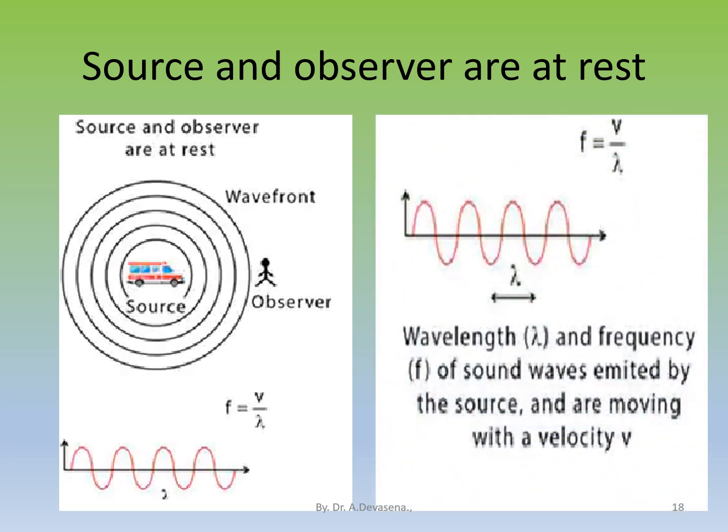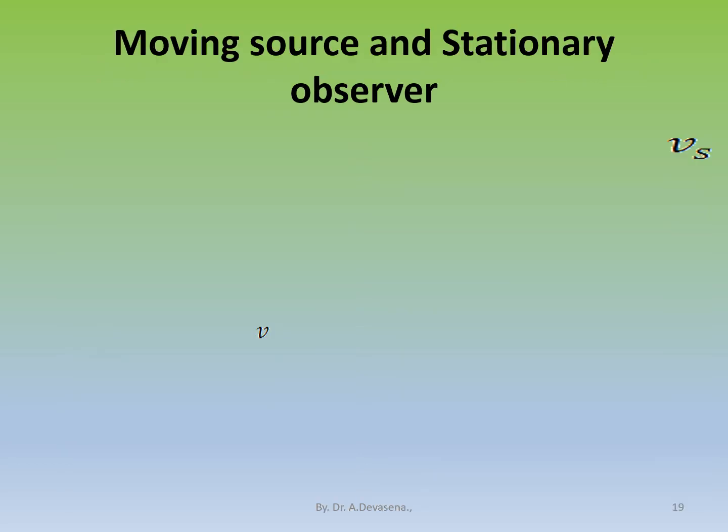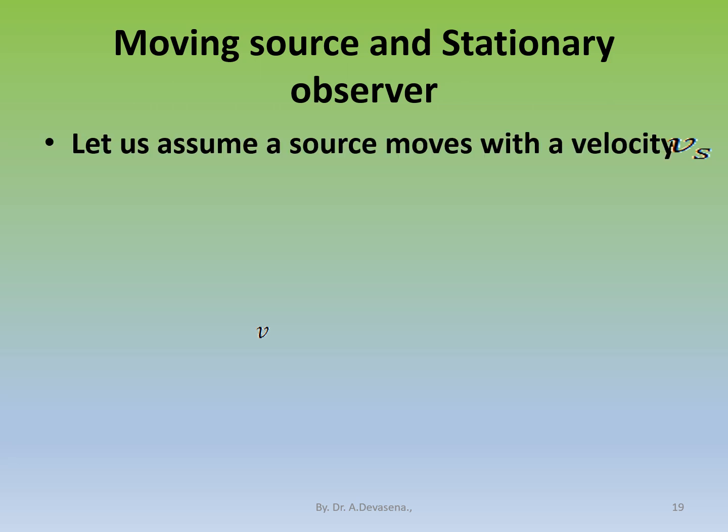Wavelength, that is the lambda, and the frequency f of the sound waves emitted by the source and are moving with the velocity v. Case 2. Moving source and stationary observer. Let us assume a source moves with the velocity v suffix s towards the stationary observer.